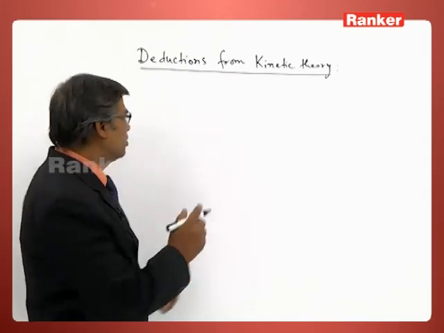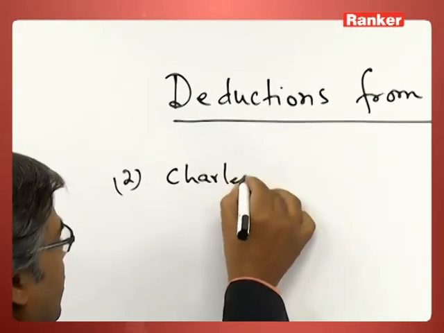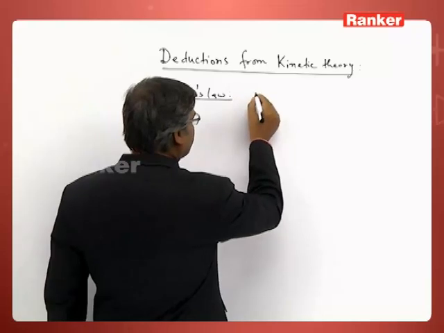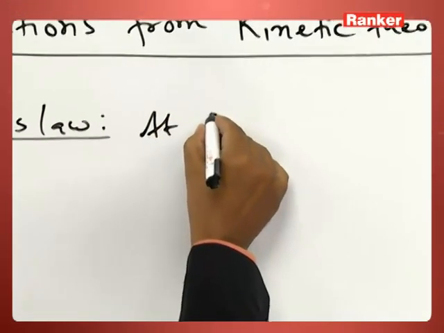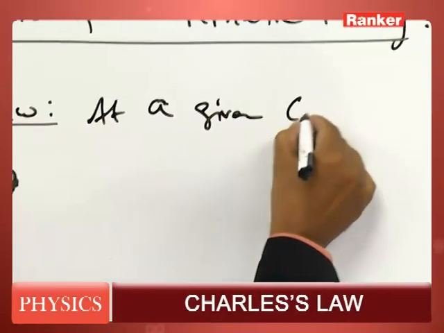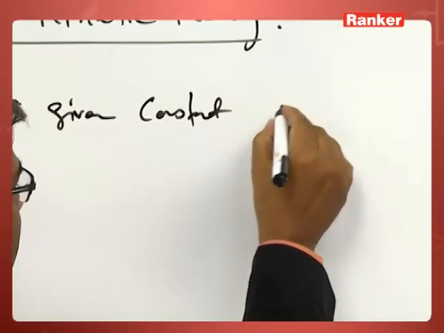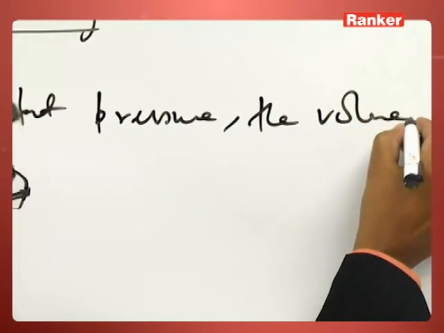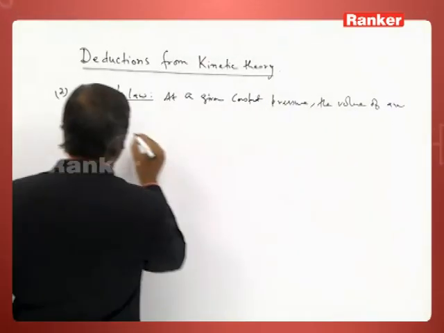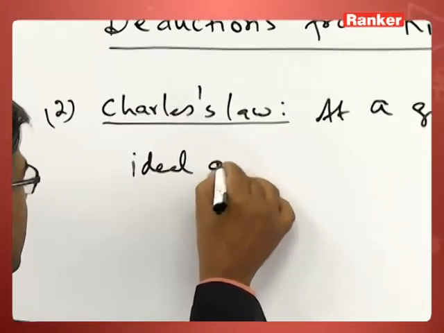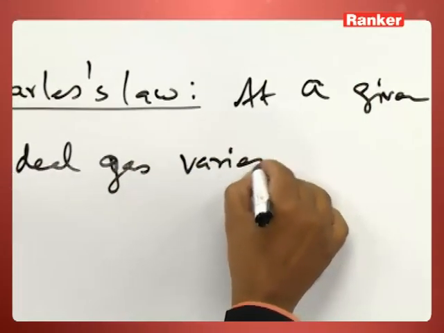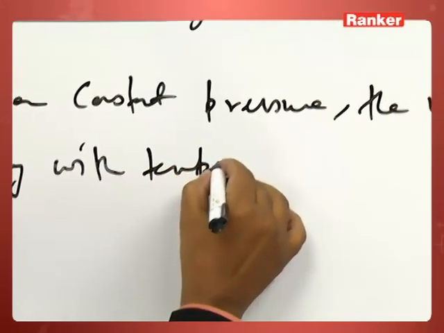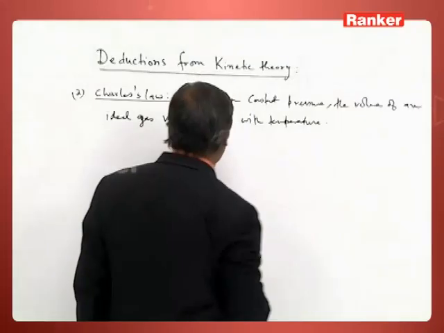Now let us see Charles' law. Boyle's law and Charles' law. This is Charles' law. So according to Charles' law, at a given constant pressure, the volume of an ideal gas varies linearly with temperature. So this is what Charles' law is.